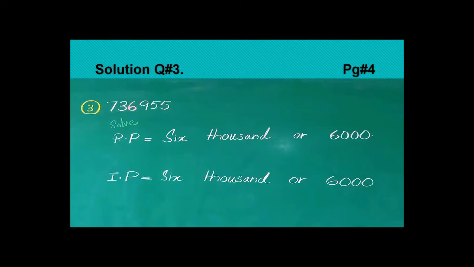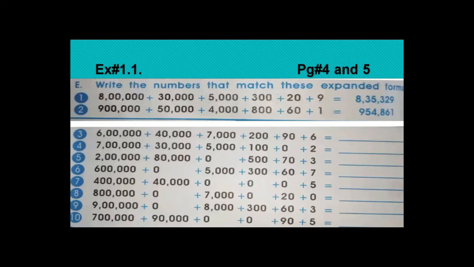Exercise 1.1 part D. Now move to the next part, E. On the same page, page number 4 in your books. Look here. Write the numbers that match these expanded forms.